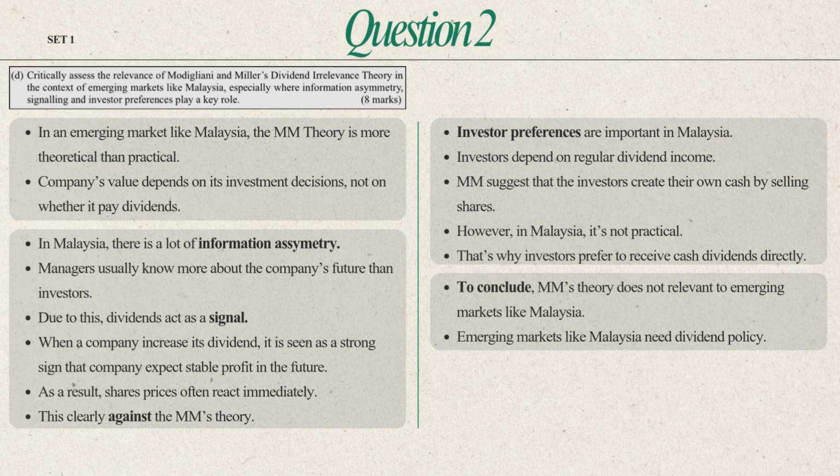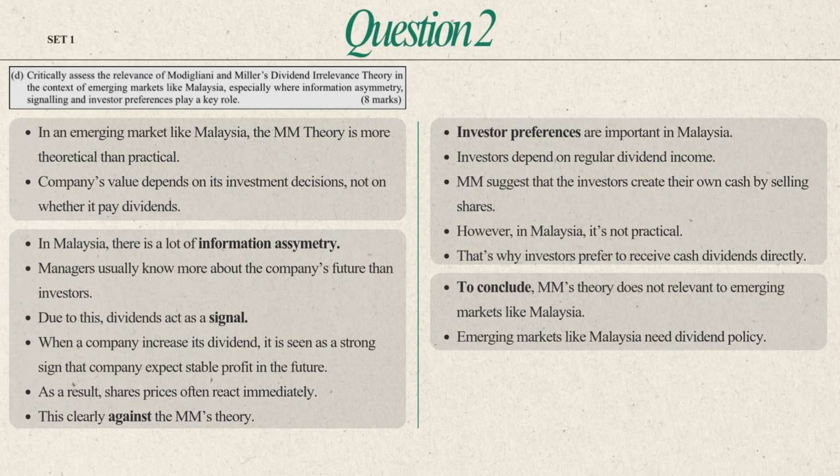Investor preferences are also important in Malaysia. Many investors depend on regular dividend income to meet their own payment needs. Modigliani and Miller suggest that investors can create their own cash by selling shares. But in Malaysia, this is not practical as it involves transaction costs. That is why investors prefer to receive cash dividends directly. To conclude, while Modigliani and Miller's theory provides a benchmark, in emerging markets like Malaysia, dividend policy is important. Companies must carefully balance the investment needs, shareholder expectations, and signaling effect, as dividends influence both investors' perceptions and share price.